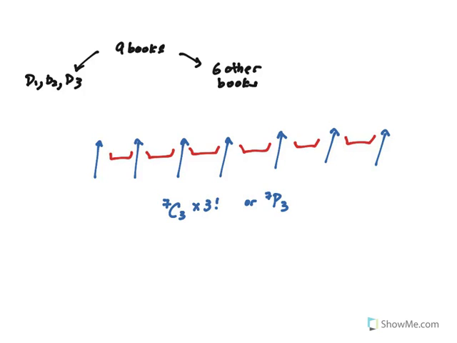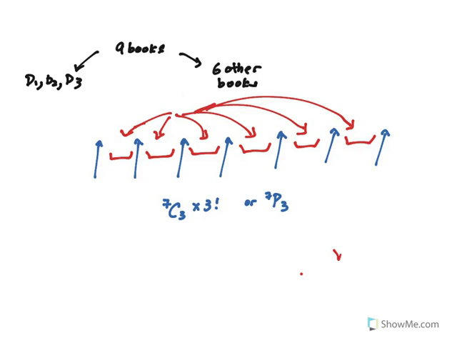And what about the 6 books? Among themselves, because they are distinguishable, they can also arrange themselves in 6 factorial ways. So my final answer comes out to be 6 factorial, considering I arrange all the other 6 books, multiplied by 7 choose 3 times 3 factorial, because I'm slotting in the Dickens books. And my final answer comes out to be 151200 ways.